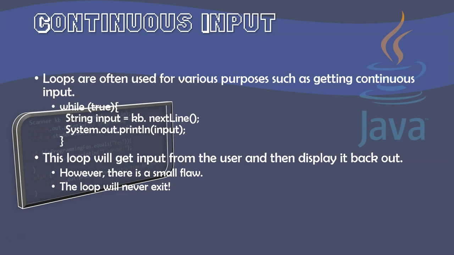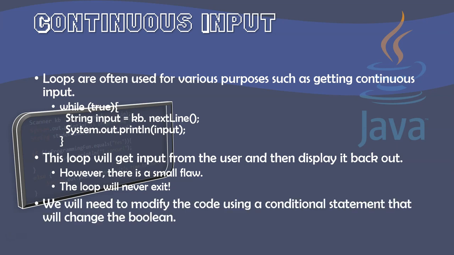But if you look at it, there is a small flaw. How do we change this Boolean expression so that it becomes false? This loop will never exit in its current form. Now, there are ways that we could do this. We could have some kind of variable running in the background, for example, or we could modify it using a conditional statement that would change the Boolean. And when we get to Eclipse, I'll show a couple other ways that we can handle this as well.